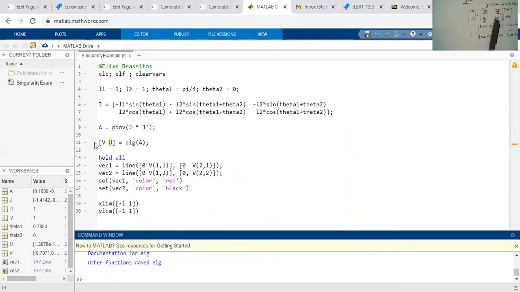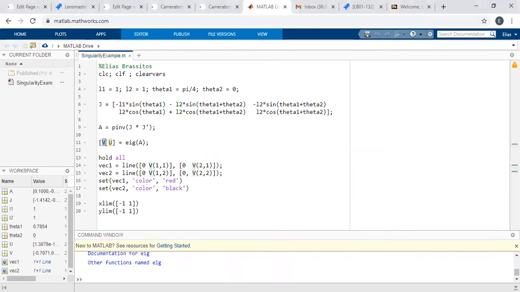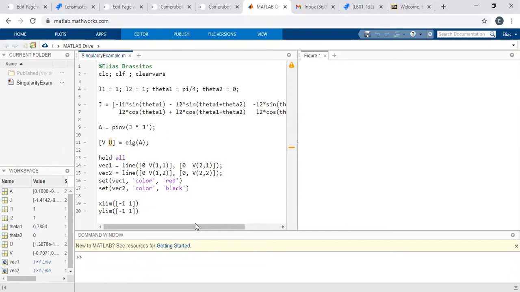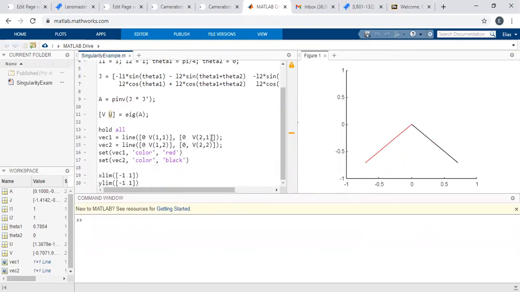So I'm solving for V and U, and then I'm plotting it. The way I can plot it is, let me first stop my video, as a line. Because I know my V matrix has the eigenvectors, I can use the line function in Matlab to plot the vector as a line. So it's really, really simple. I'm going to run this, and when you run it, you can just hit F5. What I want to do first is show you the output of this function. So I'm going to run it.